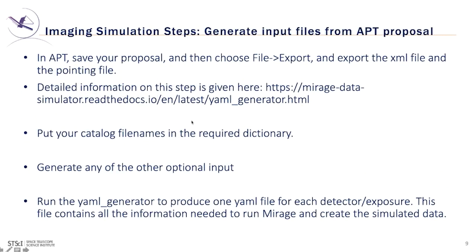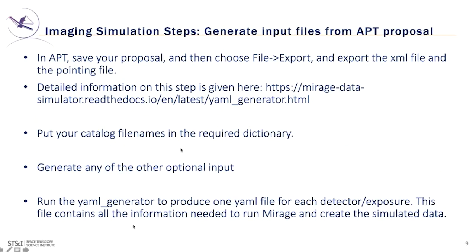So the next step, as I mentioned, is if you have the APT file, if you export the XML file and pointing file, those are the 2 files that Mirage will read in. Well, I should say in the documentation, there's more details on this. And there are also example notebooks in the repository on GitHub showing how to do all this.